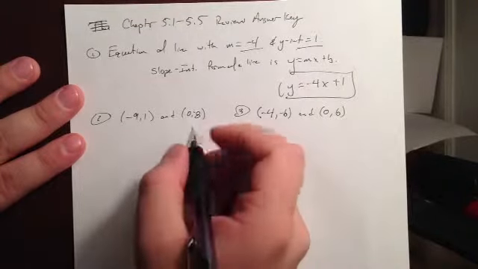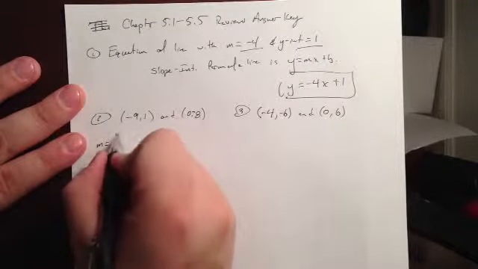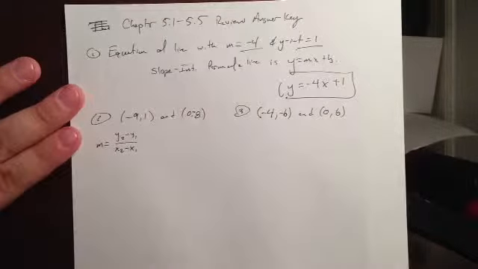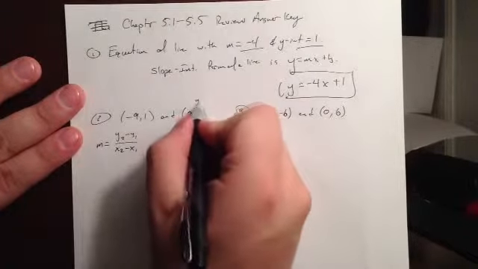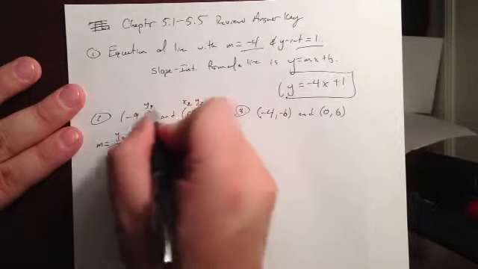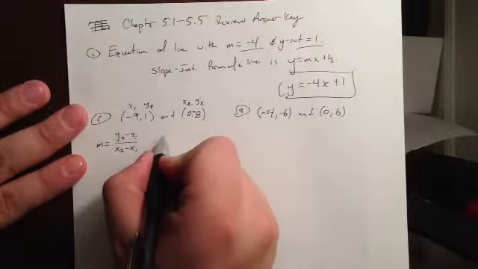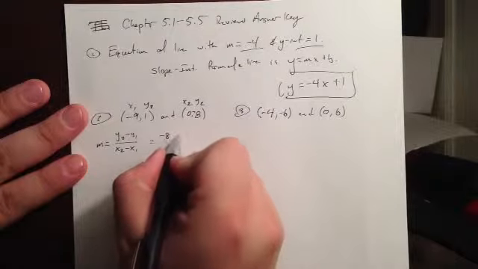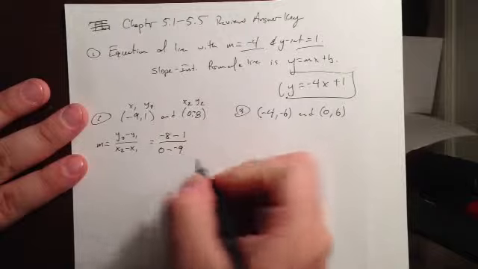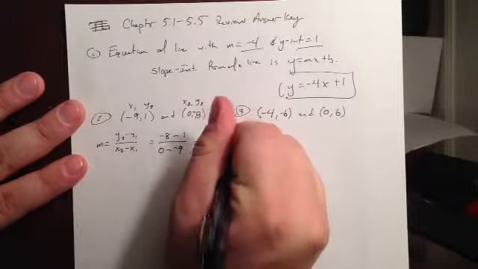In this case, the slope's not told to us, but we can find it. Again, recall the slope formula, which you should know: y2 minus y1 over x2 minus x1. If we label the points x1, y1, x2, y2, we take, say, in this case, -8 minus 1 over 0 minus -9. That's -9 over 9, which is -1.